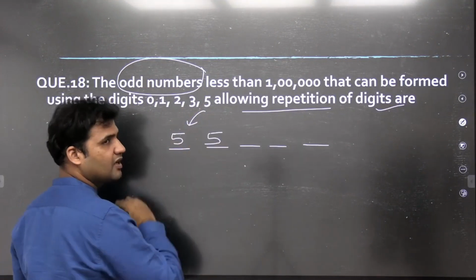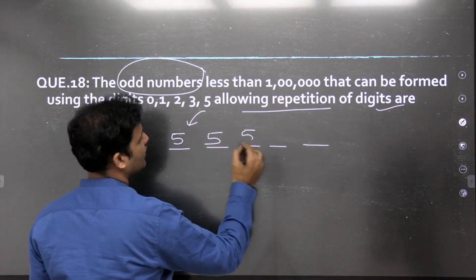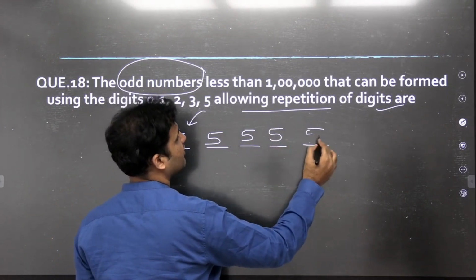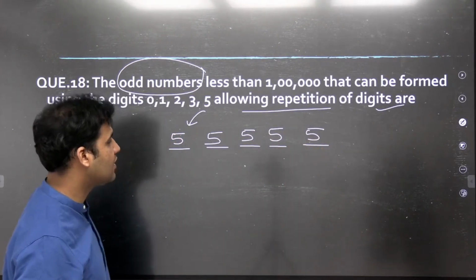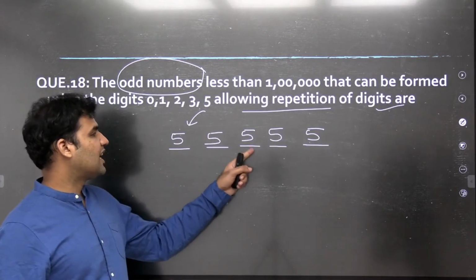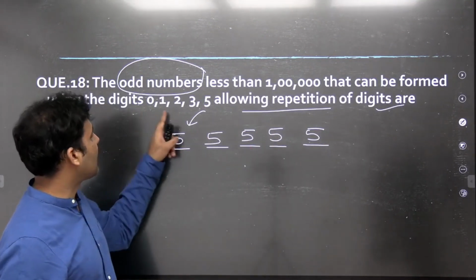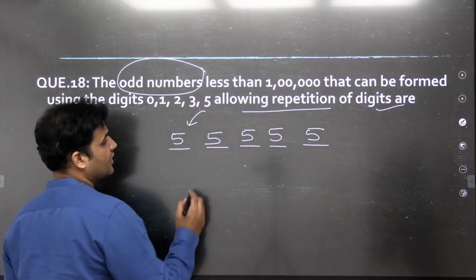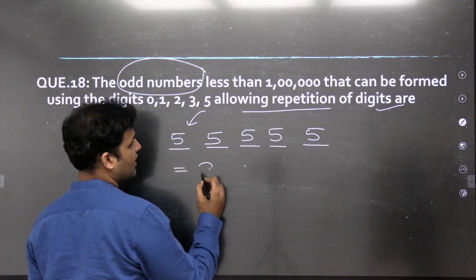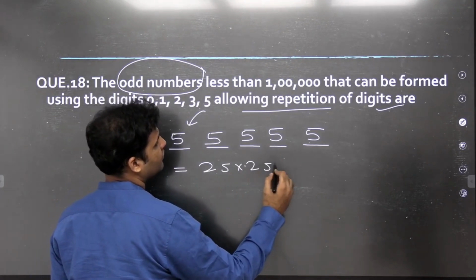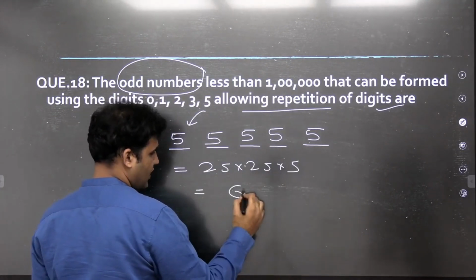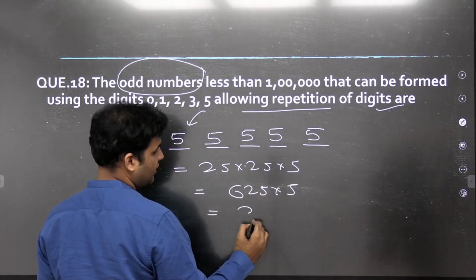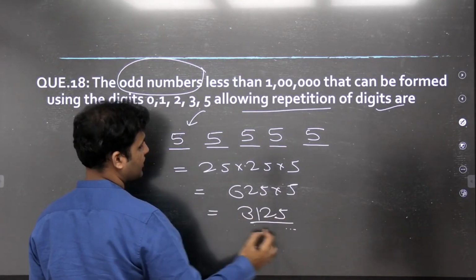Second place can also be filled with any of these 5 digits. Third place can also be filled with any of these 5 digits. Fourth place can also be filled with any of the 5 digits. Because the repetition of the digit is allowed, every position can be filled in 5 ways, because we have the 5 digits available, right? So how many numbers will you be able to make? 25 into 25 into 5. 625 into 5. 3125. 3125 is the answer to the question.